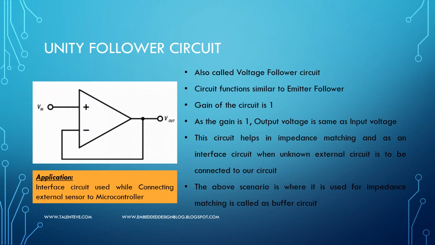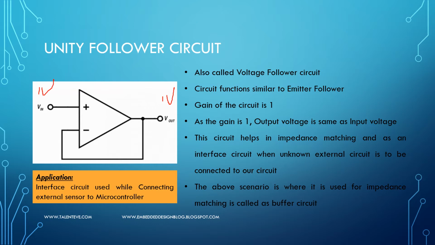The first one is the unity follower circuit. Basically, this is also called a voltage follower circuit, where the output will be equal to the input. So if you see the circuit here, let us assume I provide 1 volt here, the output will be 1 volt. Now if the output and input are the same and the basic operational amplifier functionality is not seen, then what is the use of this circuit?